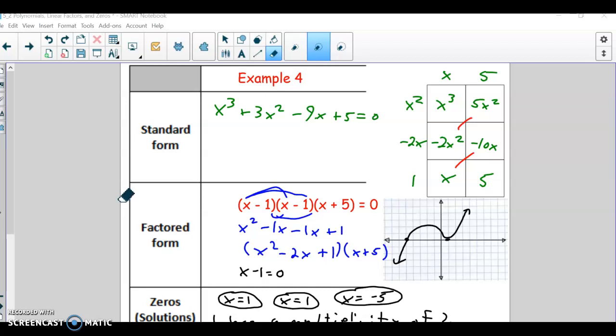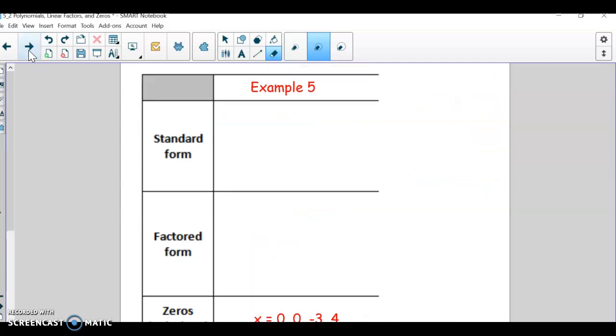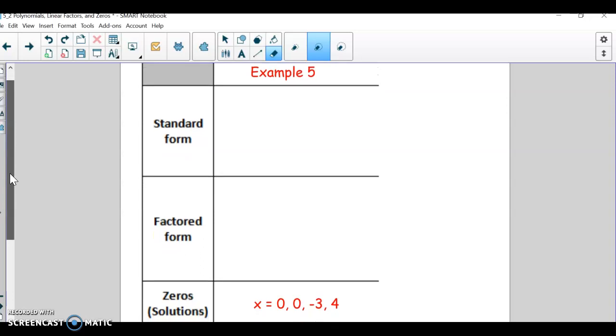Alright, this video is to finish up section 5.2. I didn't quite get a chance to do it in the other video, but I want to go over examples 5 and 6 just in case you want to check your work, make sure you've got understanding on these. Again, the whole point of this lesson is to tie together the idea between the solutions of a polynomial, its factored form, and its standard form, and also talk a little bit about the graph.